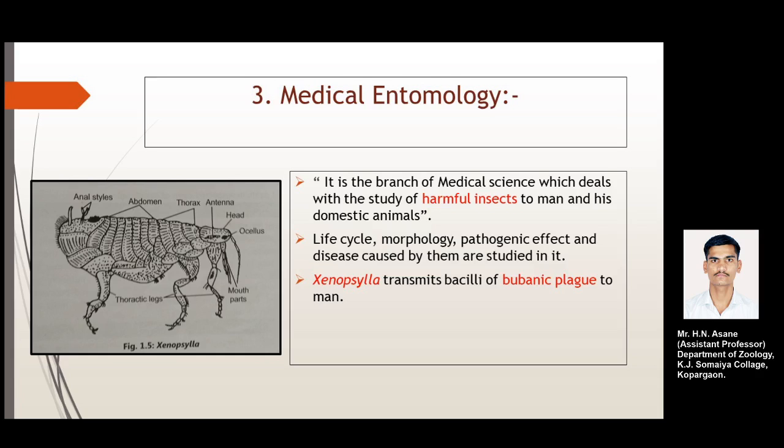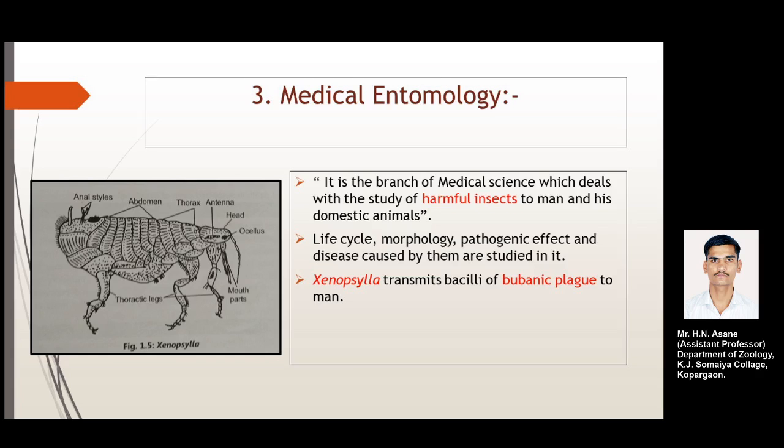Aedes aegypti is one particular type of mosquito, the vector of the virus of yellow fever. We are going to see it in detail in the last chapter. Flies like the housefly transmit the germs of typhoid, cholera, dysentery, and diarrhea, and Glossina, the tsetse fly, is the vector of Trypanosoma from animals to man, causing African sleeping sickness. We are going to study it in detail in the upcoming chapters.